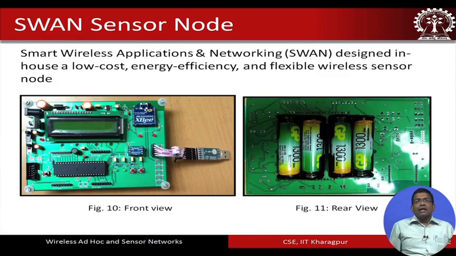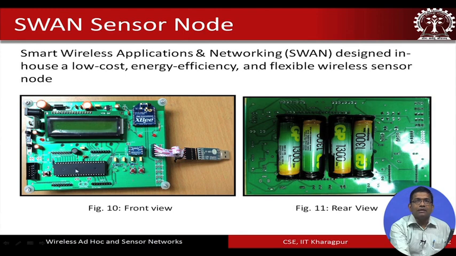Now, I will give you an example of a sensor node that we have developed in our lab, the SWAN lab at IIT Kharagpur. So, the SWAN lab basically has designed this sensor node. Let me just point out using the mouse the different parts of the sensor node. This is the sensor node, and we have already seen that a sensor node needs to do certain computations. These computations can be done with the help of this controller, which can help in performing different computations.